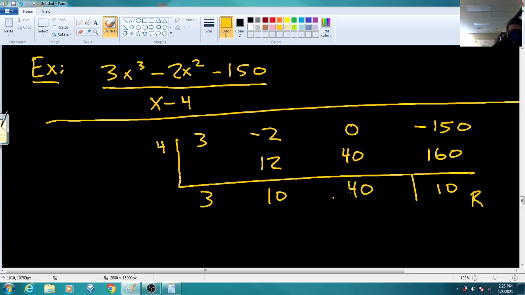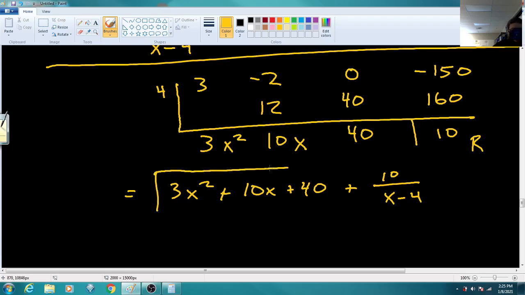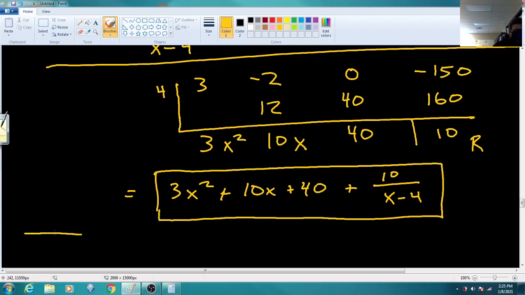terms, so that's no x power. This is x to the first power. This is x squared. So our answer will be 3x squared plus 10x plus 40. So that's the quotient plus the remainder, which is 10, over the divisor. If there's a 4 there, we were dividing by x minus 4, and that'll be our synthetic division.